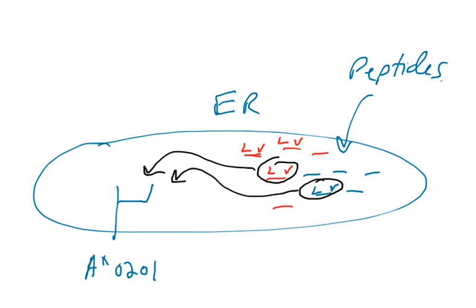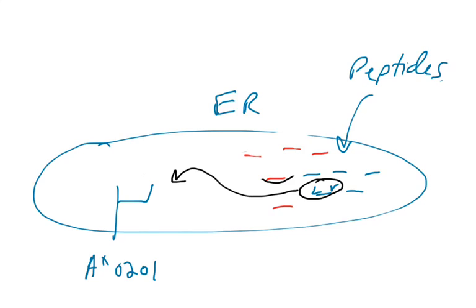The more peptides that can get loaded, the better the antigen presentation. Because, for example, if those red peptides represent viral proteins, then the more viral proteins we can present, the better our chances that a T cell will recognize this as an infected cell. So it's all about presenting more peptides, as many as possible.